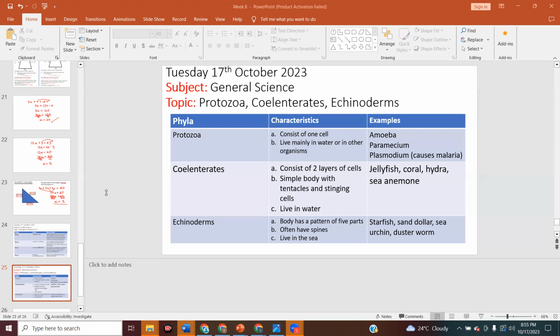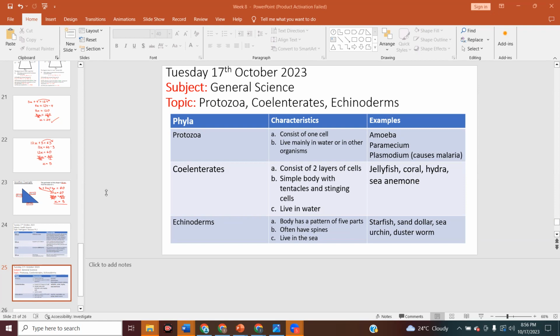Echinoderms. Coral. Look at the chart. Coelenterates. Okay, coelenterate. Good. And Chai, how about starfish? Is it a protozoa, coelenterate, or echinoderms? Echinoderms. Yes. Very good.